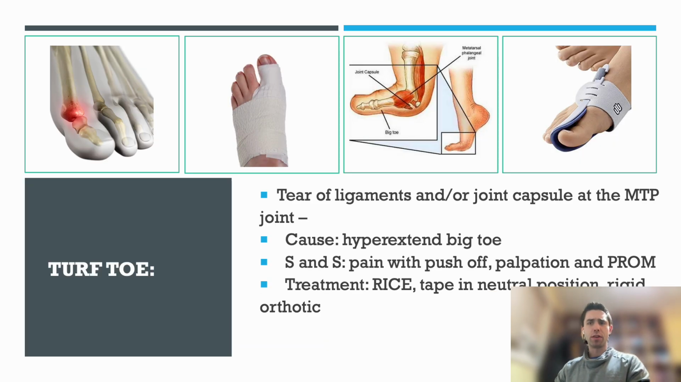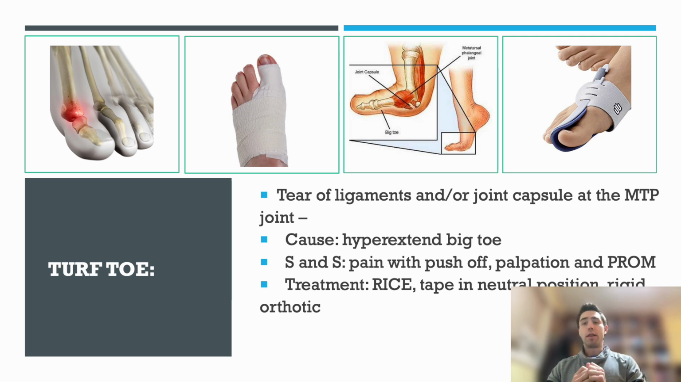Next injury that we have here is called turf toe. This one will be a bit more common depending on the sport that you're playing compared to plantar fasciitis. Pretty much it is a tear of the ligaments on the bottom portion of the MTP joint, where the metatarsals meet the phalanges. It's pretty much a hyperextension of the big toe.